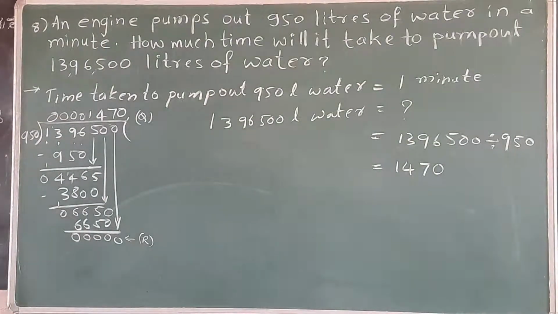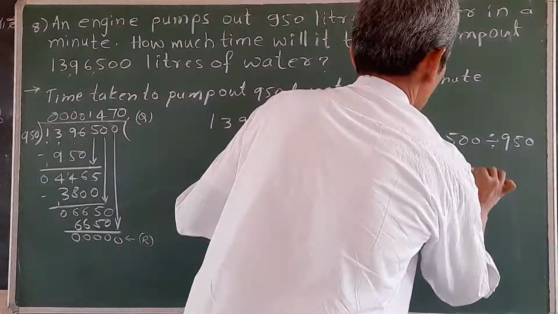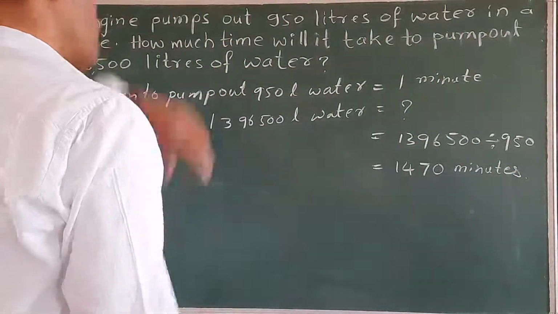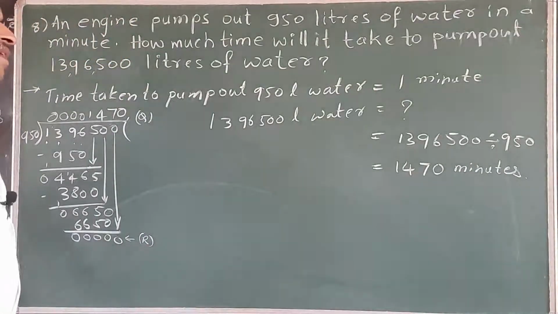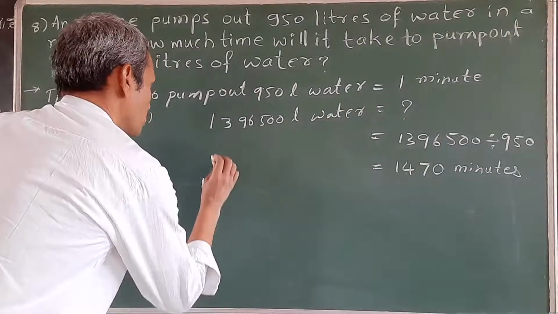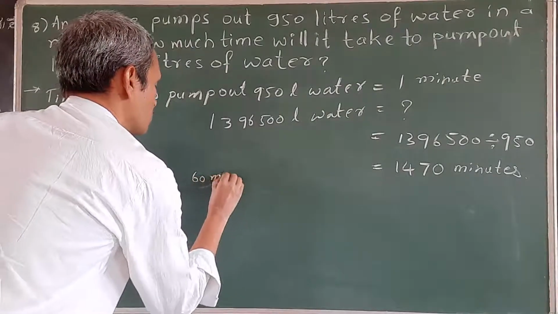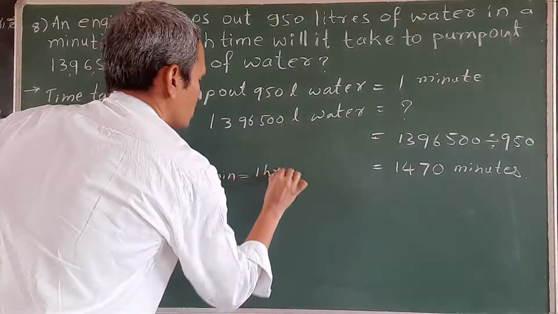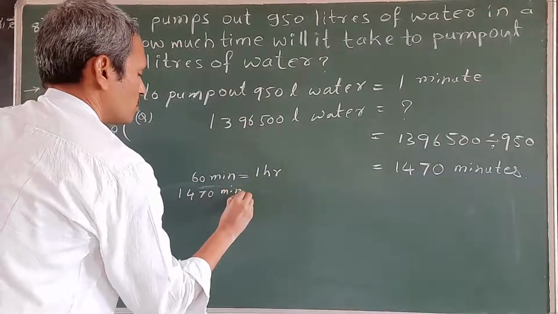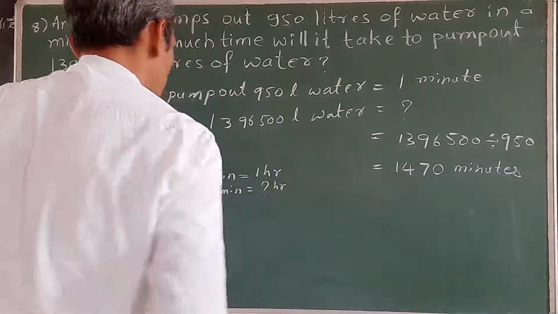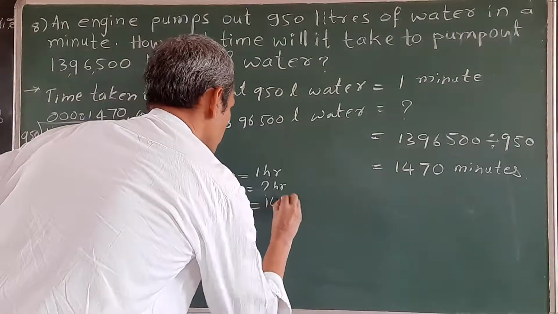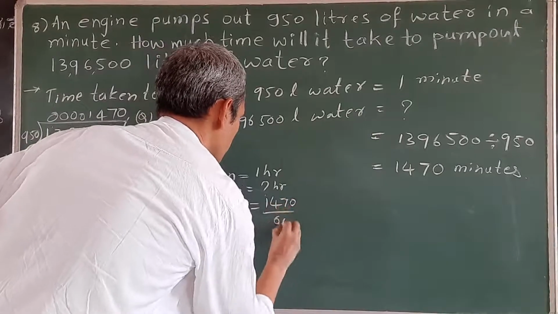1470 minutes. Now we will convert this into hours. 60 minutes is equal to 1 hour, so 1470 minutes is equal to how many hours? After dividing these many minutes by 60, we will get the answer.